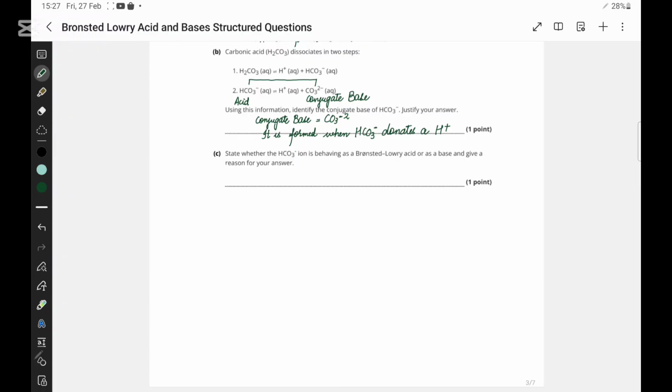The next question says state whether HCO3 minus is behaving as a Bronsted Lowry acid or a base, and give a reason for your answer. It is acting as a Bronsted Lowry base. Why? Because it is accepting a proton from water.